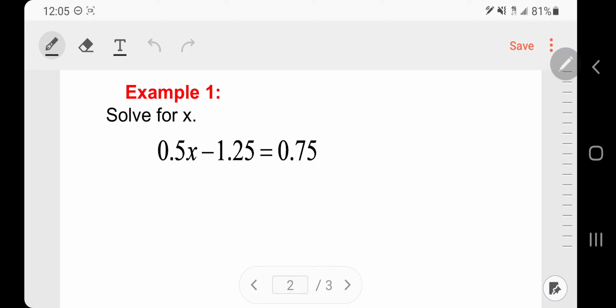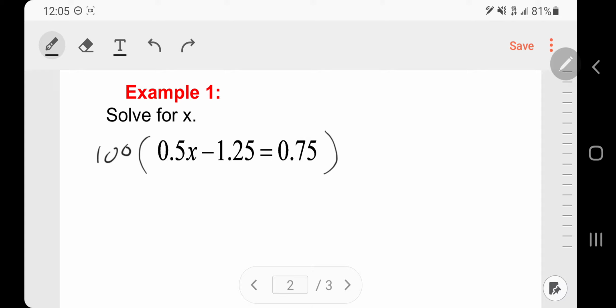We see here I have this 0.5, which has one decimal place, 1.25 has two decimal places, and 0.75 also has two decimal places. So the largest number of decimal places present in this equation is 2, which means I would multiply my entire equation by 100, since it has two zeros, matching our two decimal places.